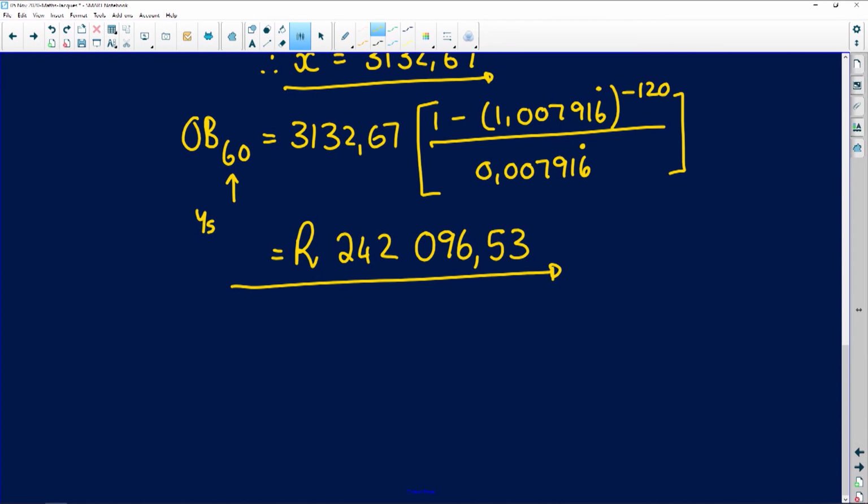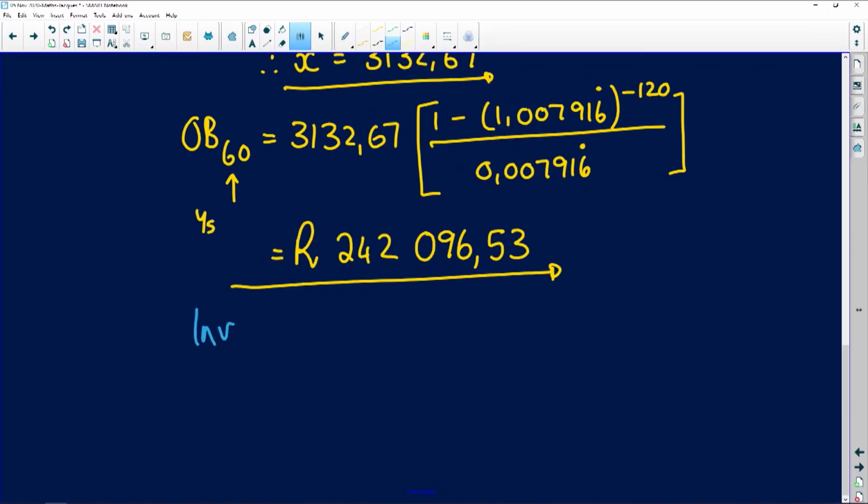That is how much she still owes the bank after 5 years of paying back 3132.67. Now remember, her investment amount would have been, after 5 years, 205,973.49. This is after year 5. So we can see she is short 37,000 rand. Else she could have sold her investment and paid back the loan after 5 years.